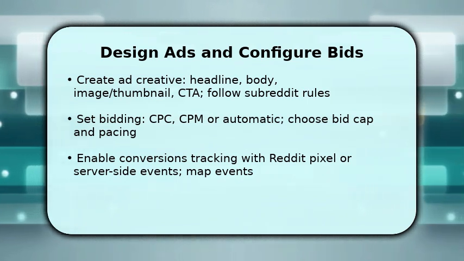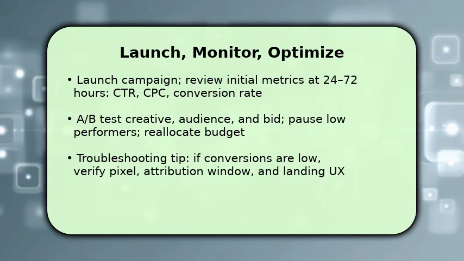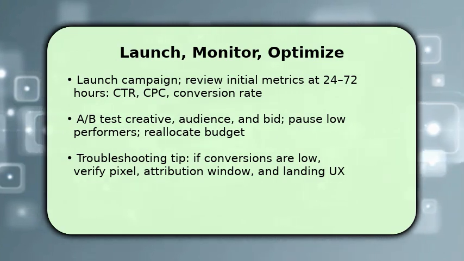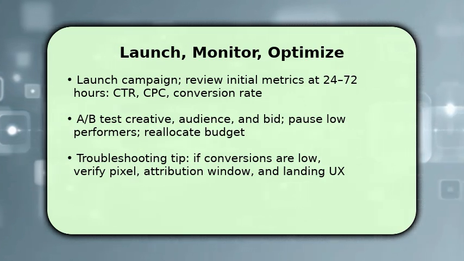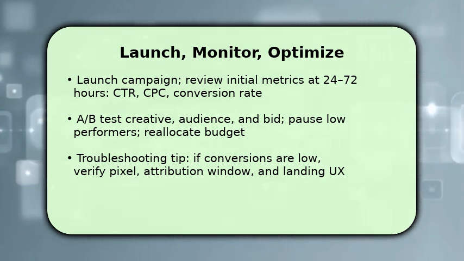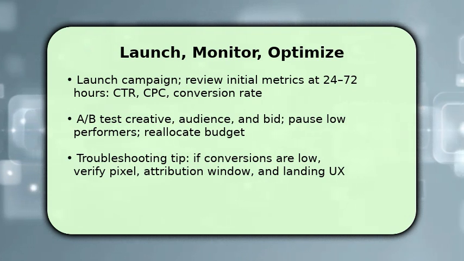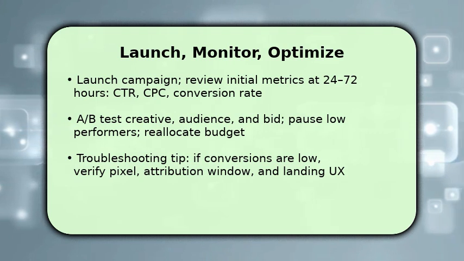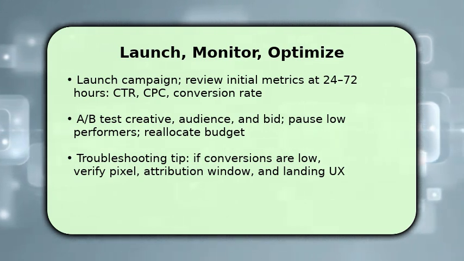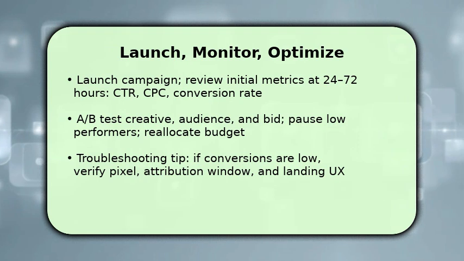You launch and then monitor closely during the first 24 to 72 hours, watching CTR, CPC, and conversion rate to understand early signals. Once you have data, run A/B tests on creative, targeting, and bids, pausing low-performing variants and reallocating budget to winners. Make incremental changes and allow 24-48 hours for learning.